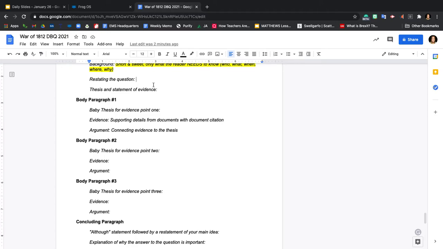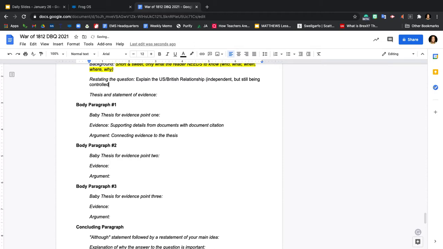I might explain how we weren't really declaring independence. We already had independence, but we were fighting to keep it, if that makes sense, because our American soldiers were being kidnapped. We weren't allowed to trade. We were independent, but we were still being controlled. Ooh, I like that. Maybe I would use that. So explain the U.S.-British relationship. Independent, but still being controlled.